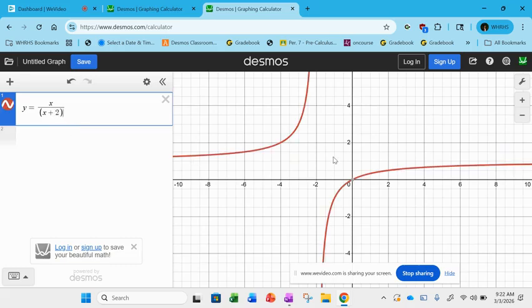Okay, and so where am I crossing? This is my 0, where I'm crossing the x-axis at x equals 0. All right, this is where we're going to stop. We're not done with the lesson, so no homework.